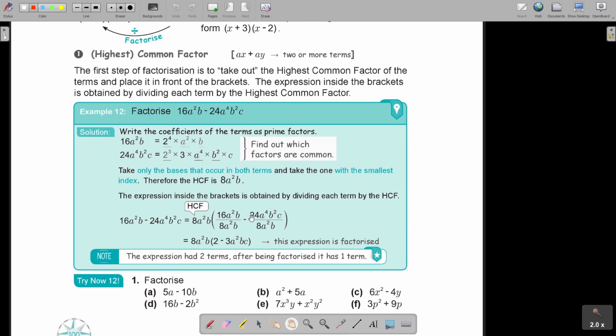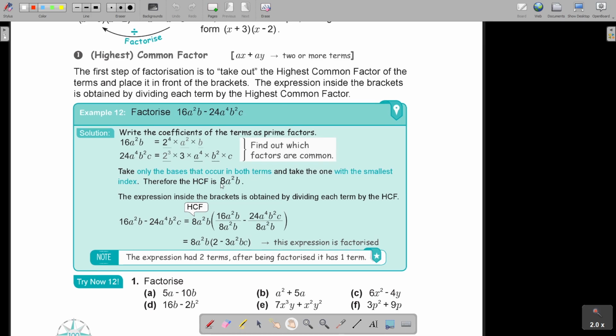So if you look at this, write the coefficients of the terms as prime factors, then find out which factors are common. Take only the bases that occur in both terms and take the one with the smallest index. So 2 is in both, the smallest is 3. 3 is not in both, so it will be 8. This is very important, and it is somewhere in the question paper, and I took you to the grade 8 or 9 textbook, because that is also the highest common factor for the numbers.